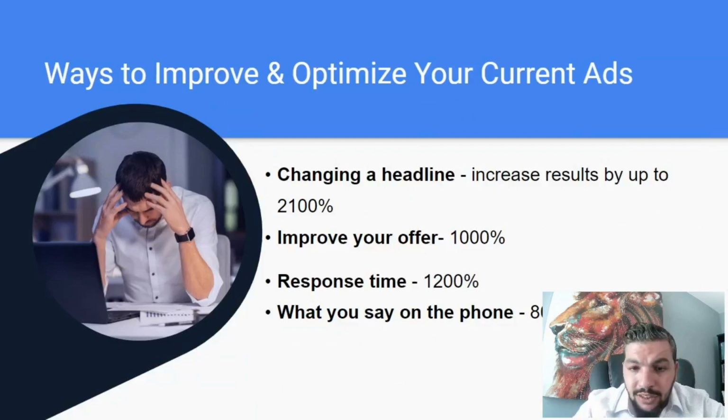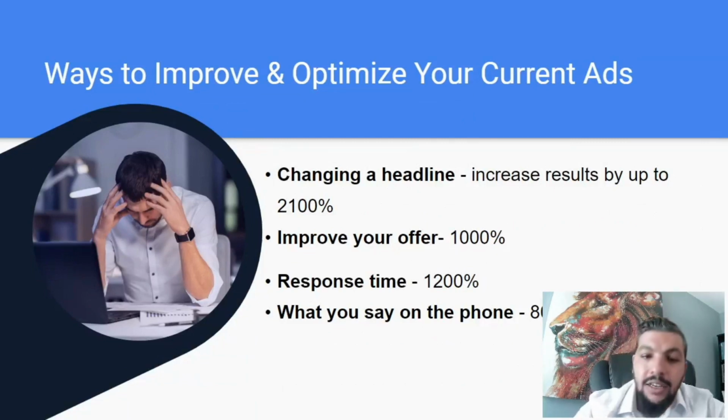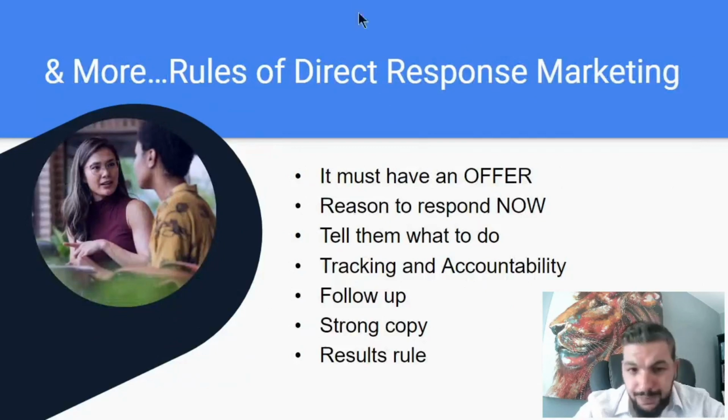So these are a few things. If you currently have ads running, try these few things and they might help you: change your headline, improve your offer, expedite your response time, and also see what you say on the phone. And if you don't know what to say on the phone, we can help you with that. We can share with you scripts that will help you, especially in these ad campaigns. So we have the process down. We have the scripts of what to say, and it's very important what you say on the phone.